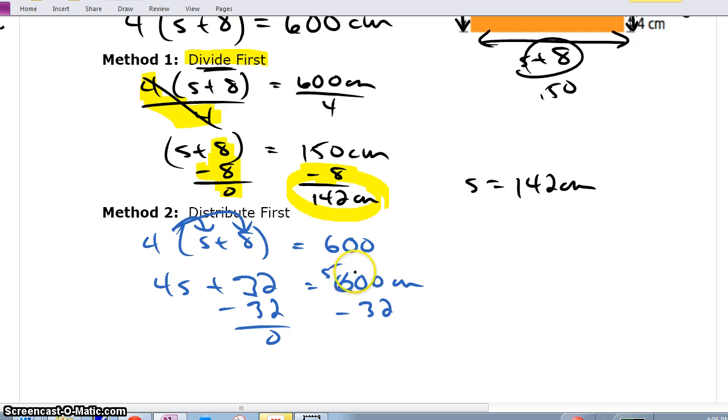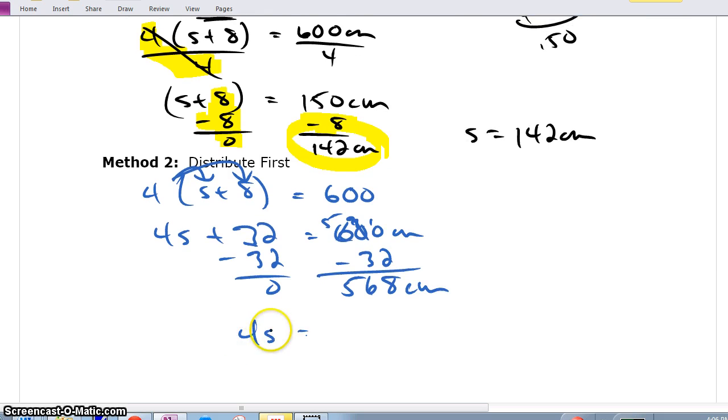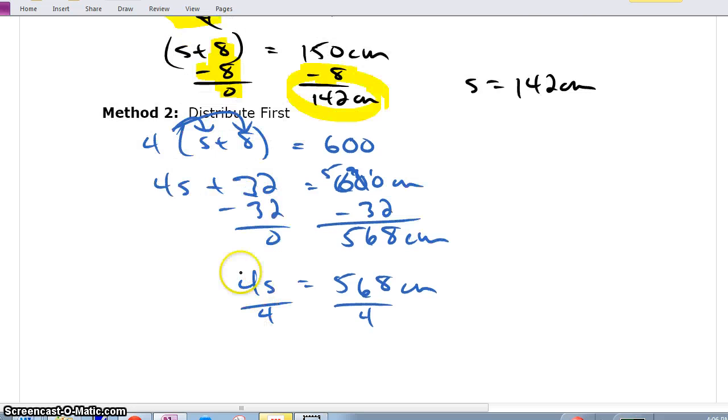We got 568 centimeters, if you want to see the subtraction step there. So 4s is equal to 568 centimeters. And now we can just divide by the 4. Because we took away the 32 centimeters that make up the border, we're going to divide by 4, and now we've got the s by itself is equal to, again, that 142 centimeters.